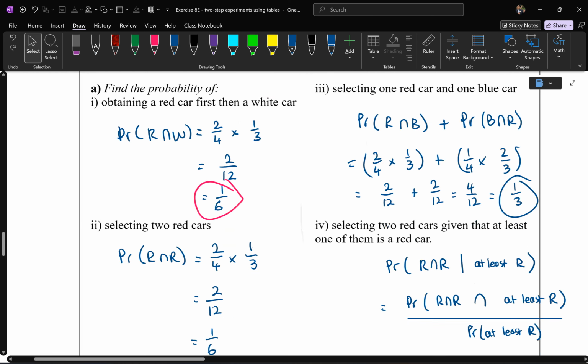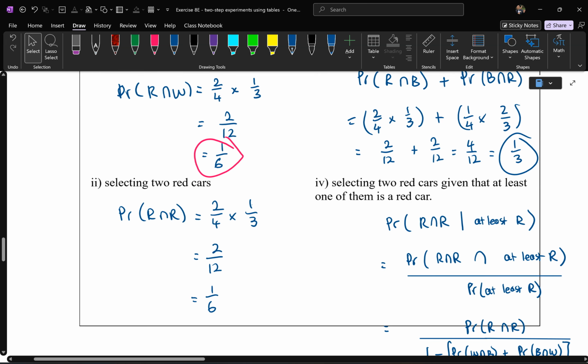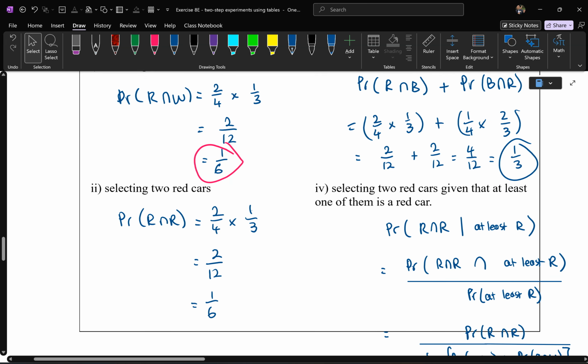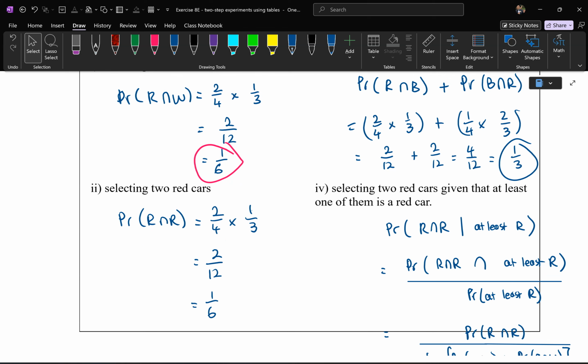Second one, selecting 2 red cars. Same idea. There's only one way of getting 2 red cars because the other ones were different colors. So R1 then R2. So you can see here, getting 2 red cars, you got 2 quarters of a chance of getting a red car in the first go, because you could get R1 first or R2, so that's why it's 2 out of 4.